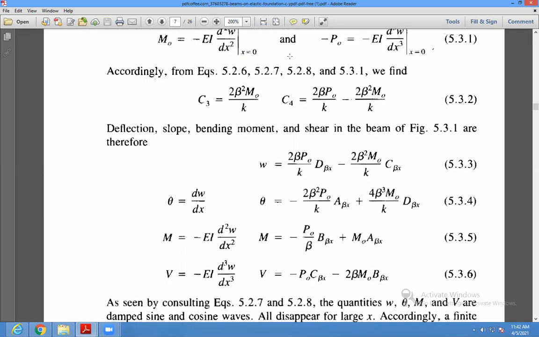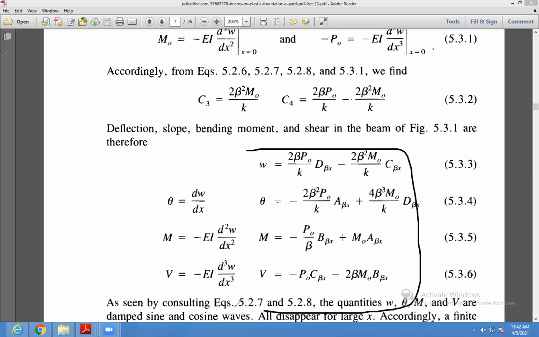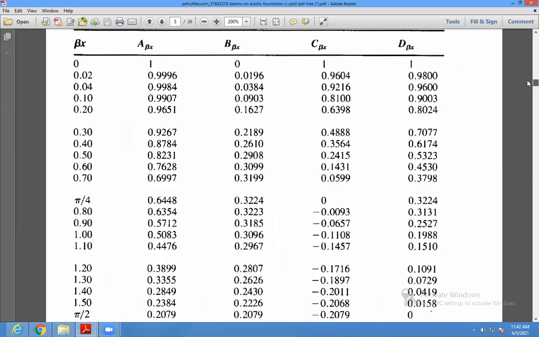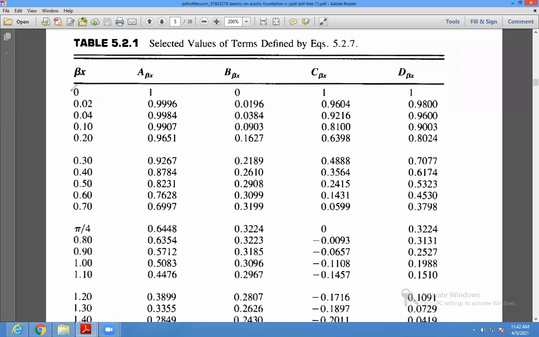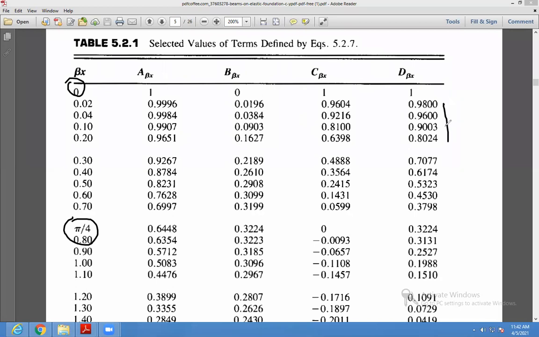These four equations we have to use now: 5.3.3, 5.3.4, 5.3.5, and 5.3.6. We also refer to the table. You can see the value of beta x is 0; in terms of pi, we have to consider the value. In the table we have 0, pi by 4. If beta x equals 0, then x equals 0 by beta.